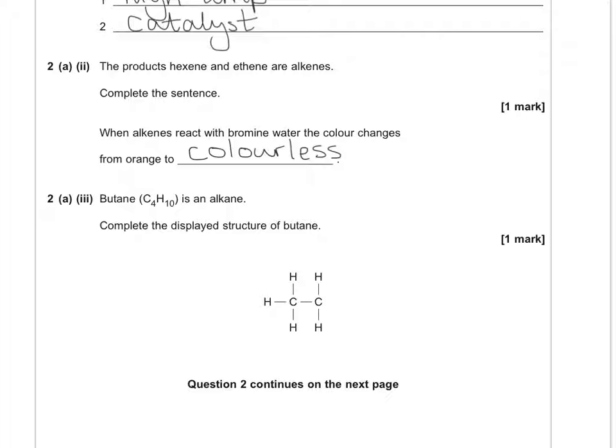Question 2A3. Butane is an alkane. Complete the displayed formula of butane. So here we've got 2 carbons and we've got 5 hydrogens. If we look at the formula, we need another 2 carbons, and then in an alkane they're all saturated bonds, so then we go in and fill in our hydrogens. Quick check that we've got 4 carbons, and then we've got 2, 4, 6, 8, 9, 10 hydrogens, which makes it correct. I think most people did a really good job on this question, and most people managed to get it right.